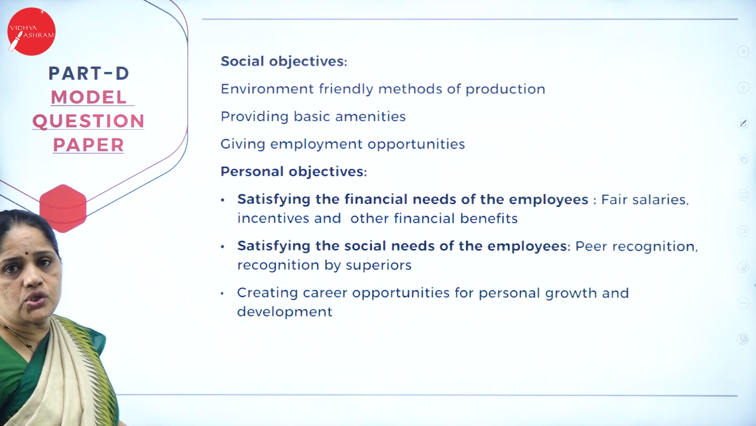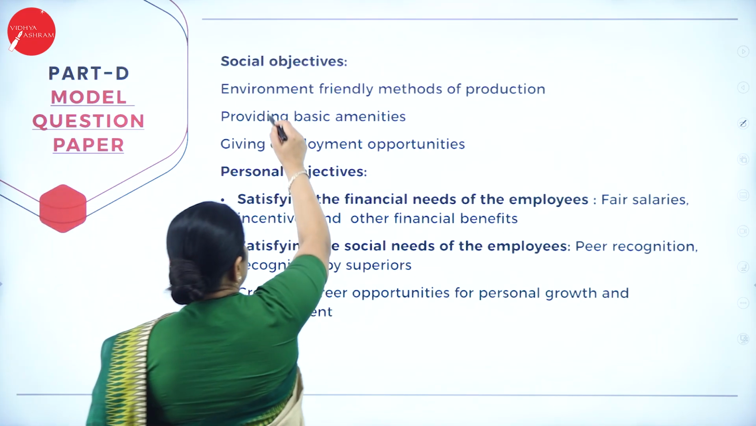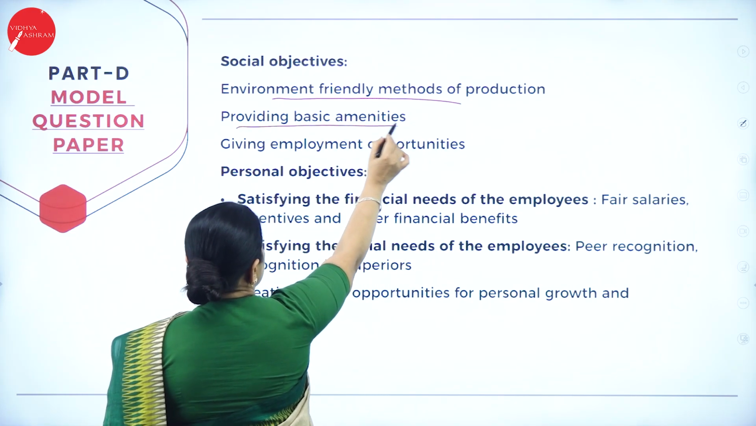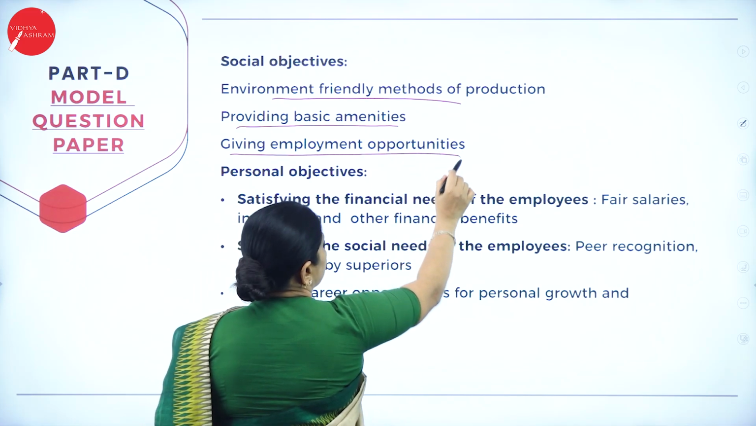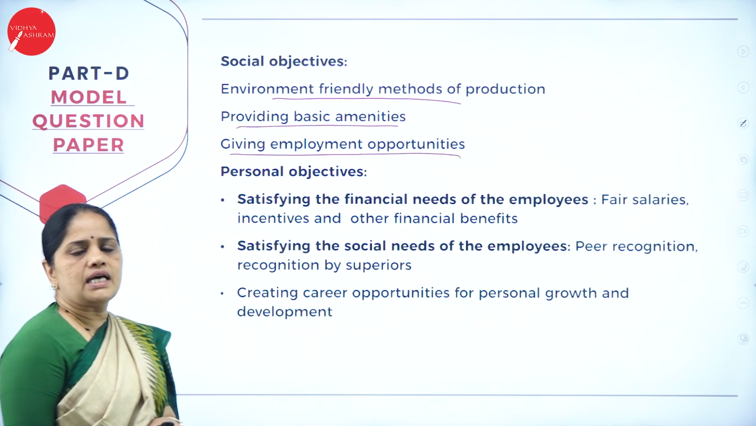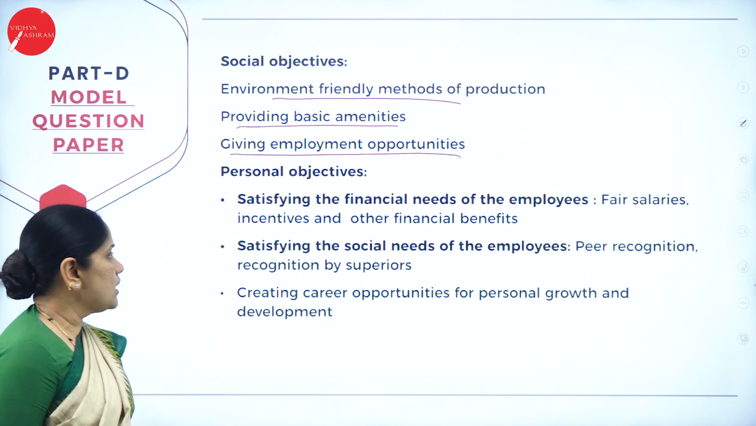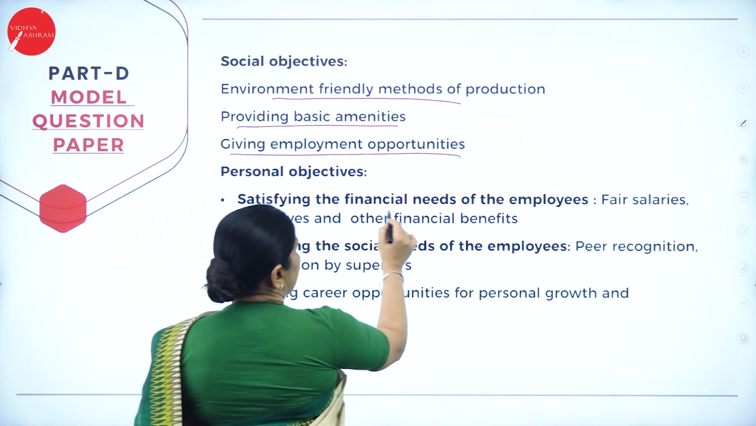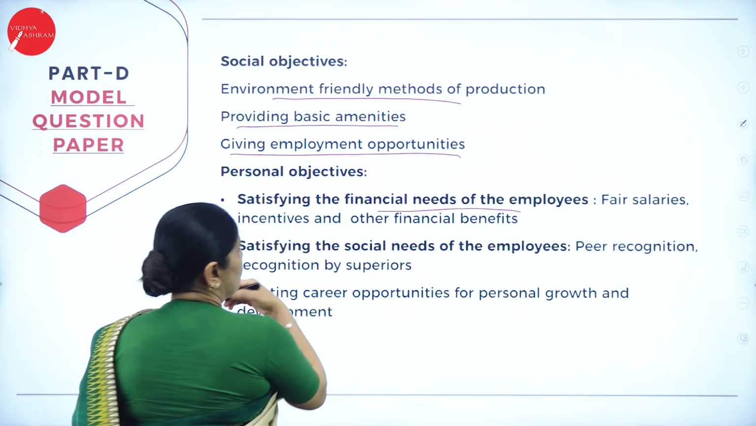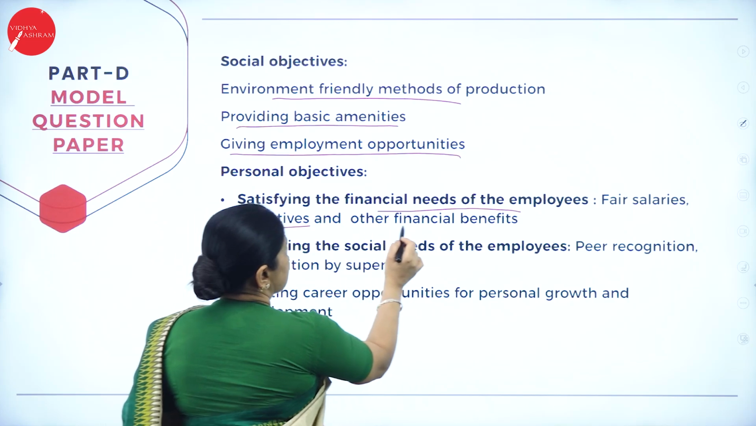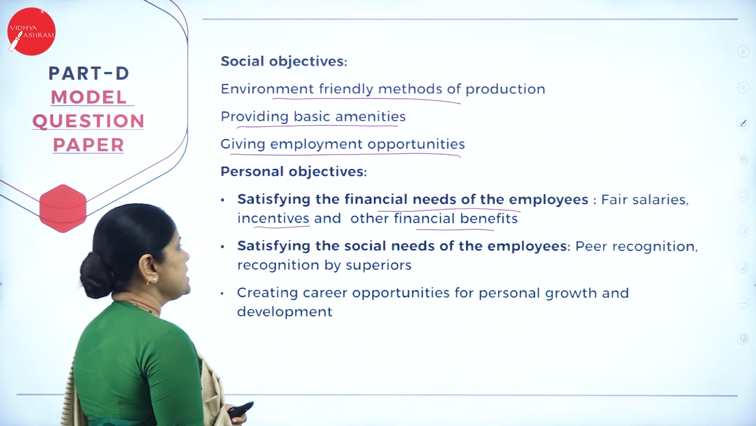Then we have the social objectives. So use environment friendly methods of production, providing basic amenities, giving employment opportunities. So these are the social objectives of management. Next, we have the personal objectives, satisfying the financial needs of the employees. How do you satisfy? By giving them fair salaries, incentives, and other financial benefits.